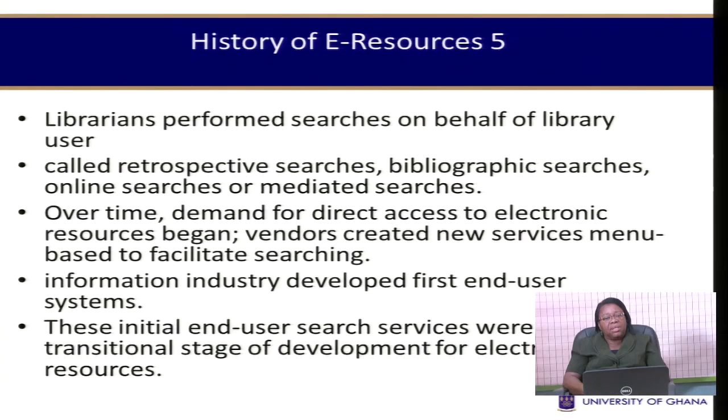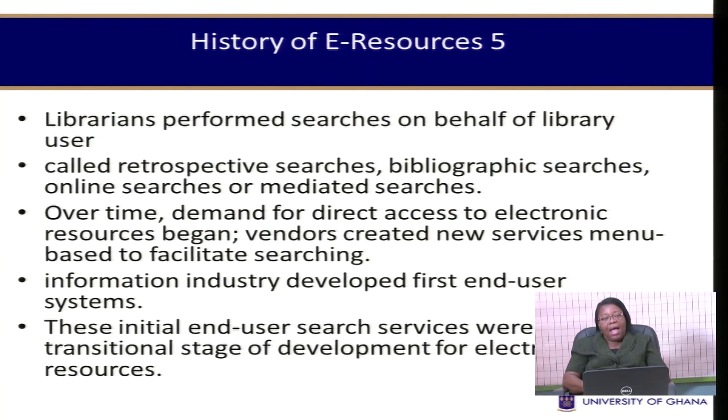These are how the indexes and abstracting services changed from the batch services or the batch processing to the online searching. And so librarians were no longer performing searches on behalf of users. With the online searching, users were able to search directly because they were friendly, they were online services, and users were able to find their own information, just sitting behind the terminal and looking for the information.